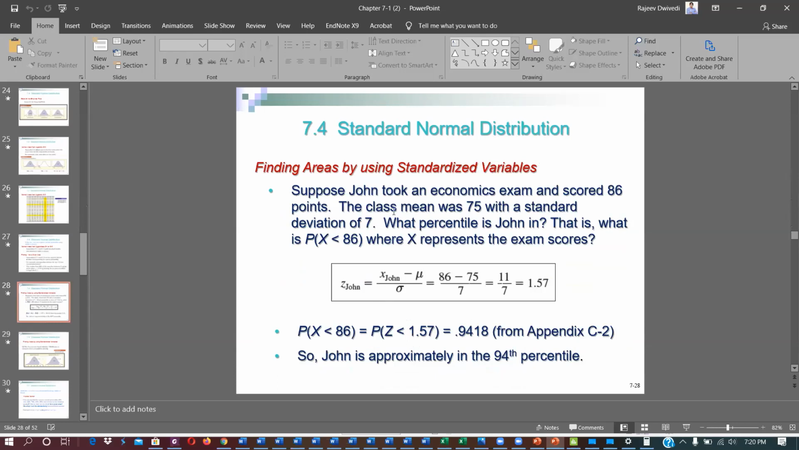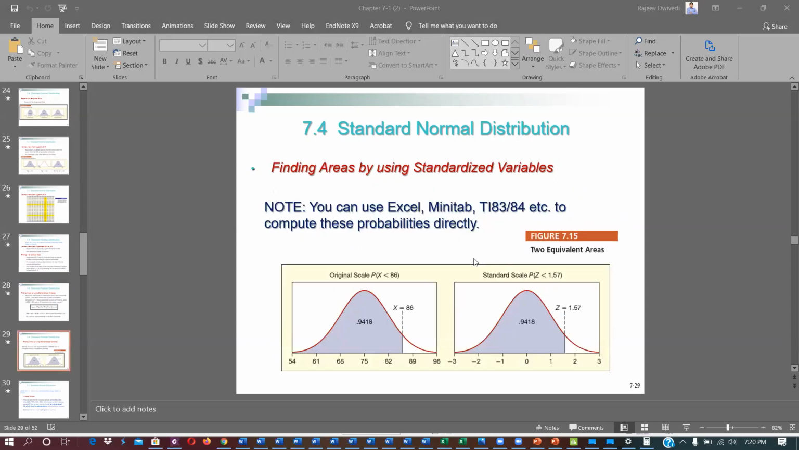And this is the example. Suppose John took the economics exam and he scored 86 points. The class mean is 75 with a standard deviation of 7. What percentile is John in? Basically, you don't need to do all the things, you can directly go into Minitab and you can get the answer for 86. I can also explain using a calculator, but it is not required for you. So he is in the 94th percentile.